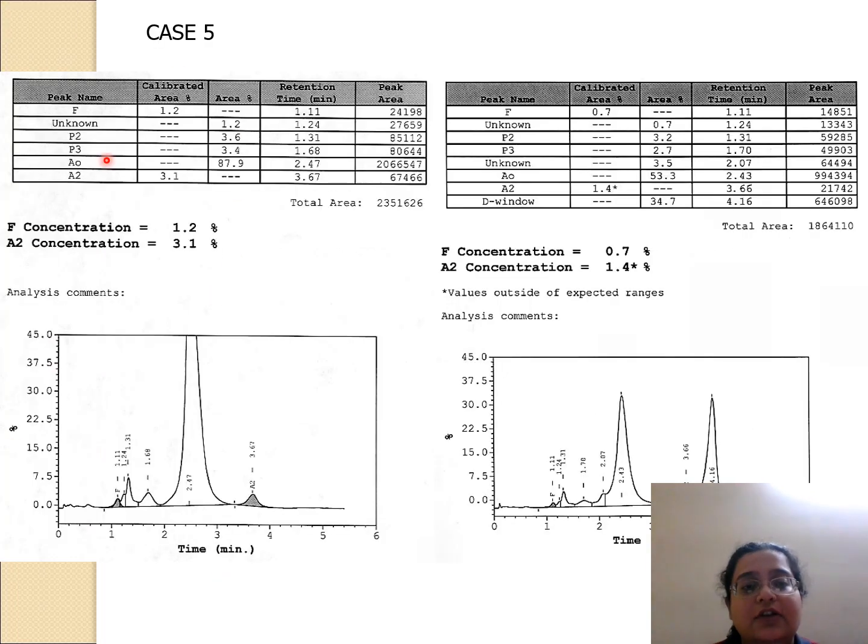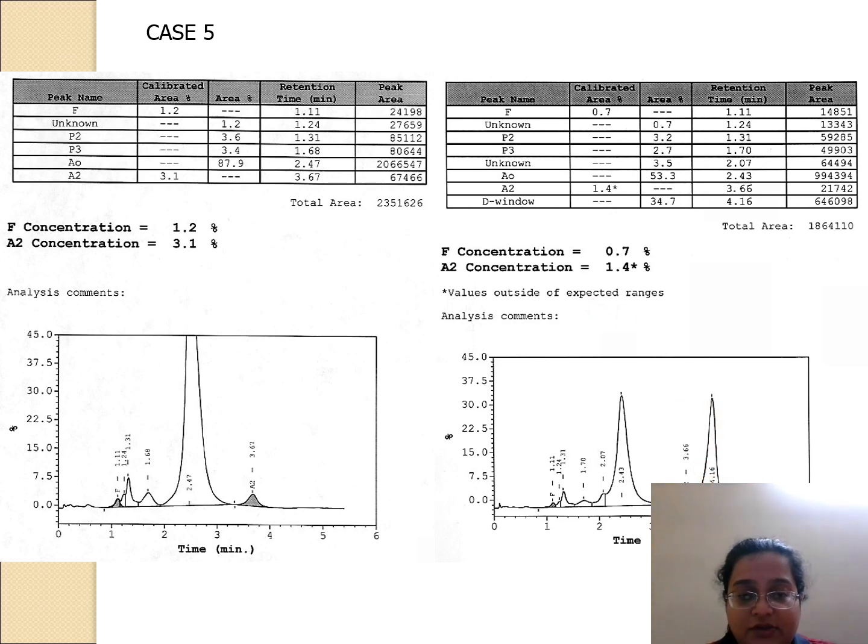So coming back, this is the normal graph. This is case 5. The F concentration is 1.2%, normal, and A2 is 3.1. Now compare it with the graph over here. Here you can see that F is 0.7, slightly reduced. A2 is 1.4, again reduced. So it means there's something away from the normal pattern, away from the alpha, delta, alpha, beta, alpha, gamma pattern. And you get something of a graph over here, this thing in the D window.